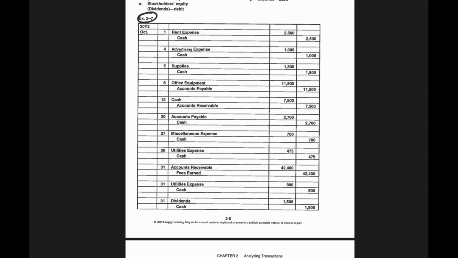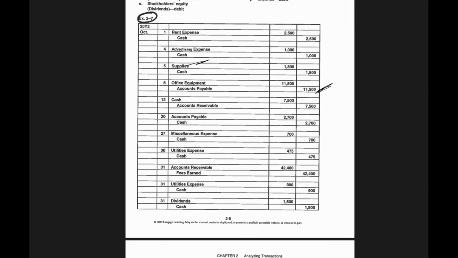Paid rent for $2,500, so debit rent expense, credit cash. Paid advertising expense, again another expense, for $1,000, and they said paid, so that's a credit to cash. The 5th, paid cash for supplies, so that's actually going to go to a balance sheet asset account because we're going to debit supplies and credit cash. Purchased office equipment on account, and that's where we get accounts payable. It's on account. We charged it, and we're going to debit the office equipment.